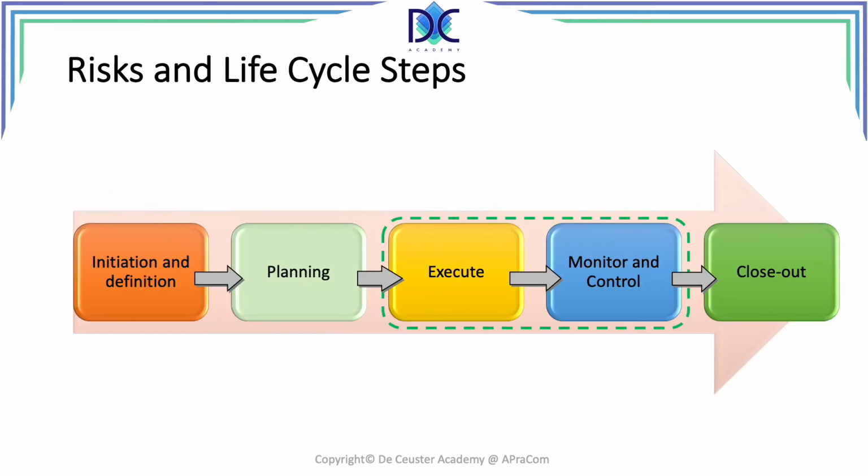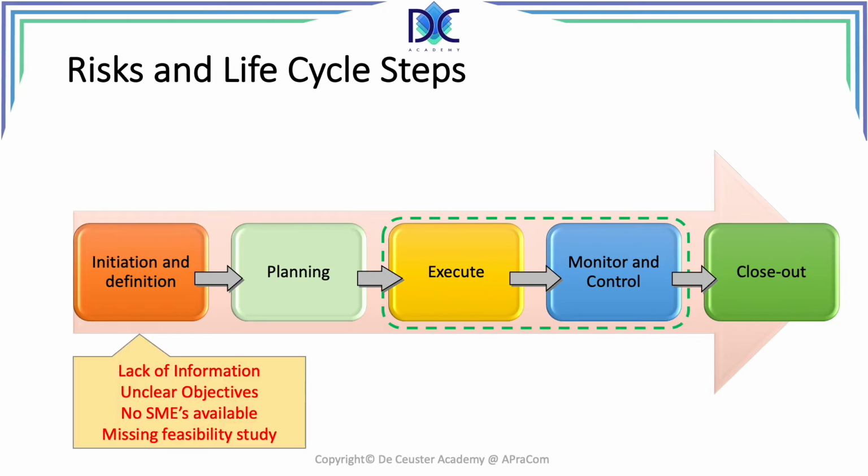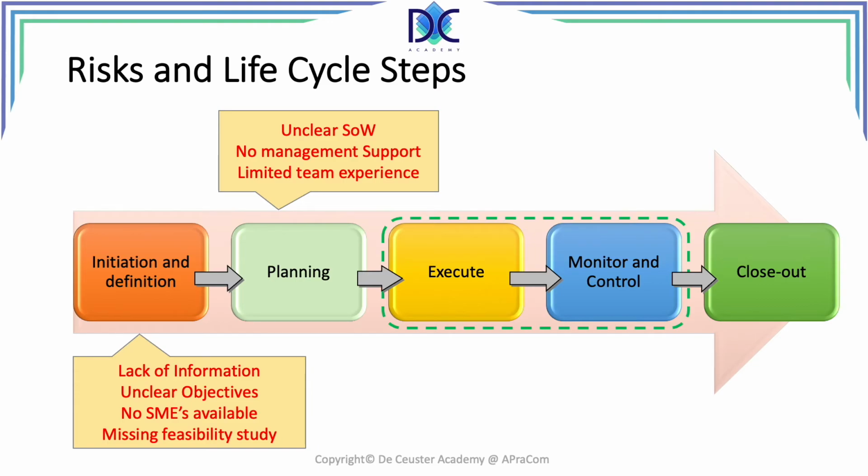When we look at the life cycle of the project, we have initiation, planning, execute, monitoring and controlling, and closeout. We can identify different levels of risks at each step. At the initiation and definition, we may lack information, there may be unclear objectives, there may be no subject matter experts available, and there may be a missing feasibility study. During planning, we may encounter an unclear statement of work, no management support, and limited team experience.